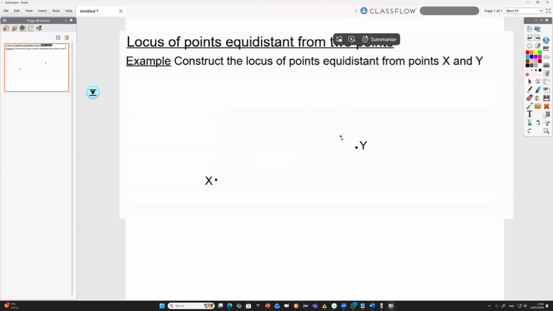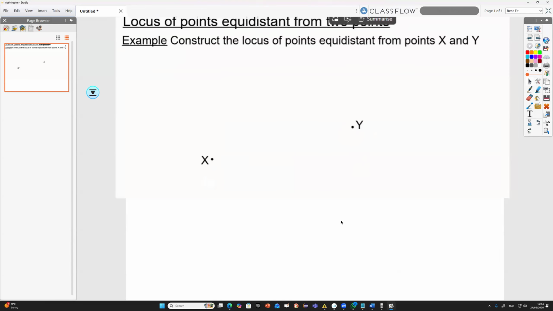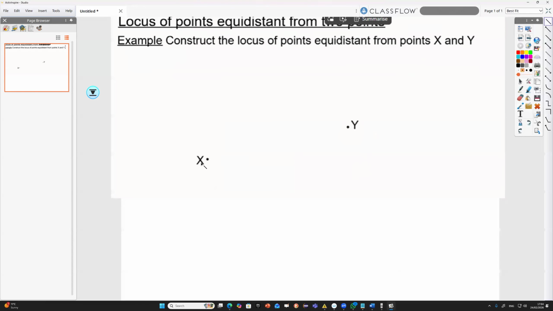So let's say I want to construct the locus of points equidistant from X and Y. So what we would do here is you'd firstly join up X and Y like that. And then what we're going to want to do is draw an arc.